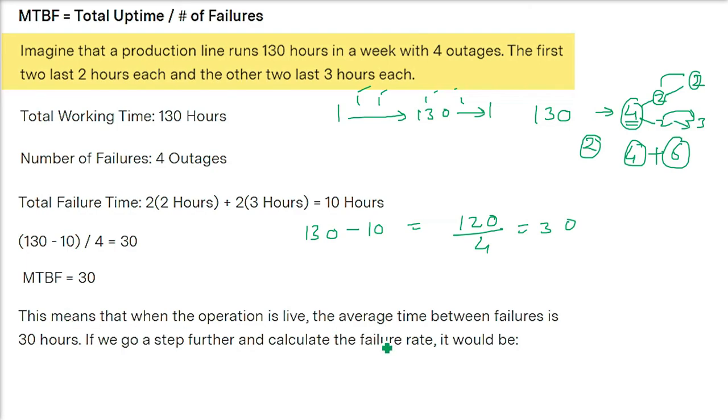Now let me go a step further and find out the failure rate. As I said, there are 30 hours between two failures, on average. To find the failure rate, you just have to take the reciprocal of MTBF, the mean time between failure. Failure rate is 1 by MTBF. 1 by 30 is 0.033.